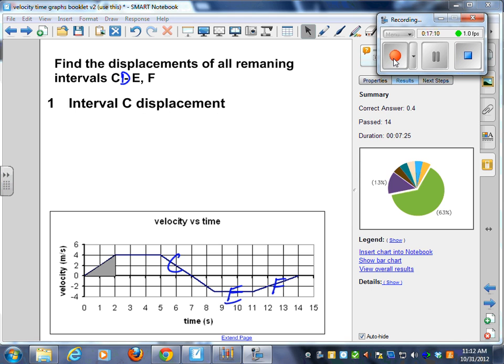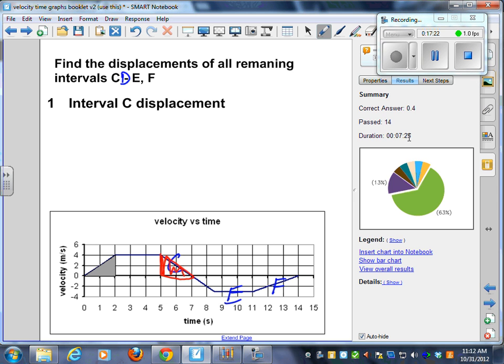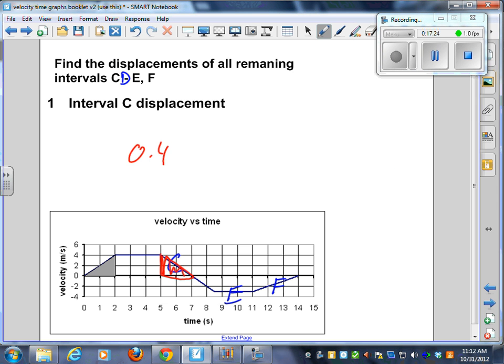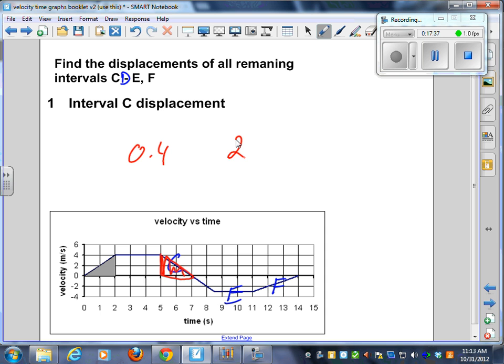All right, so going back to the displacements. Question 1, find the displacement for interval C. Remember, you have to find the area. The area of that triangle should be 4. From 5 to 7 is a base of 2, and 0 to 4 is a height of 4, divided by 2. Should be just 4, right? Yeah. Okay, I have to fix that.